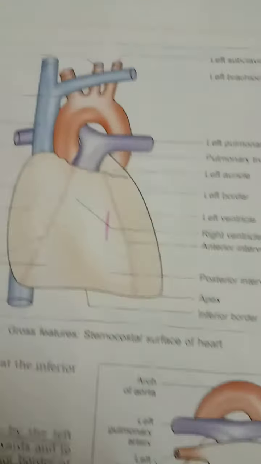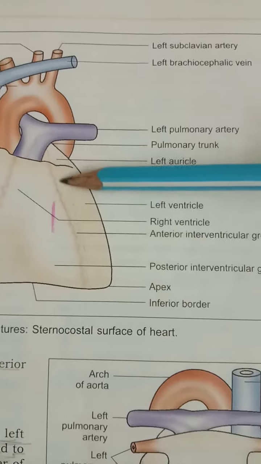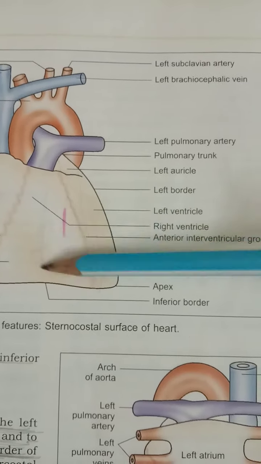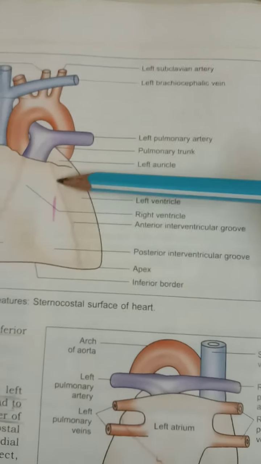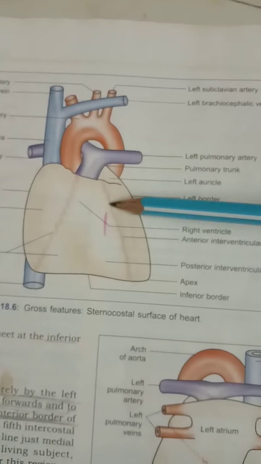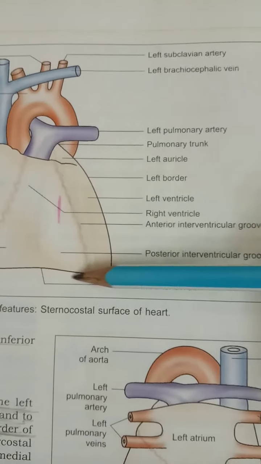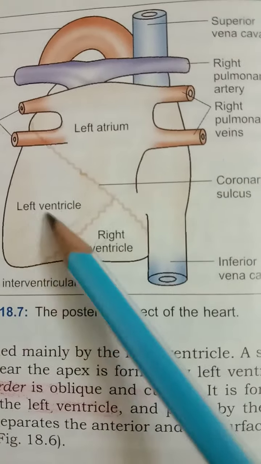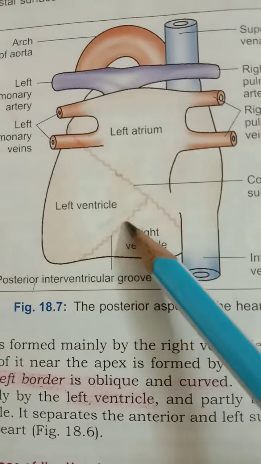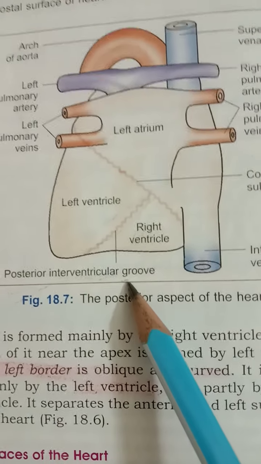Here in this diagram you can see the anterior interventricular groove. This is the right ventricle and this is the left ventricle. Between them the interventricular septum is present, and externally it is shown by the anterior interventricular groove, and on the posterior surface it is marked by the posterior interventricular groove.